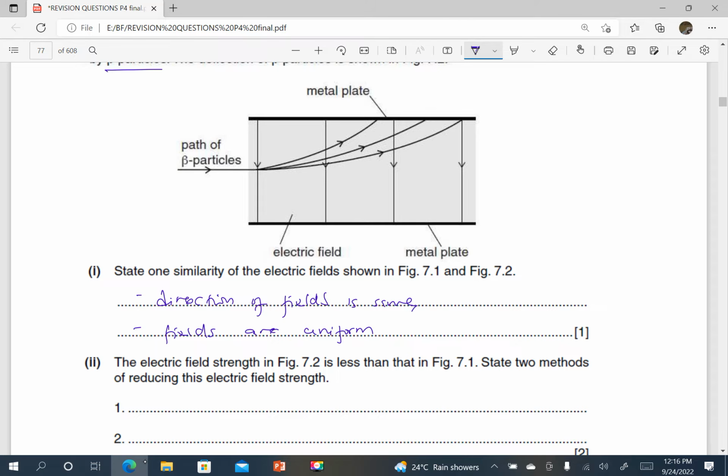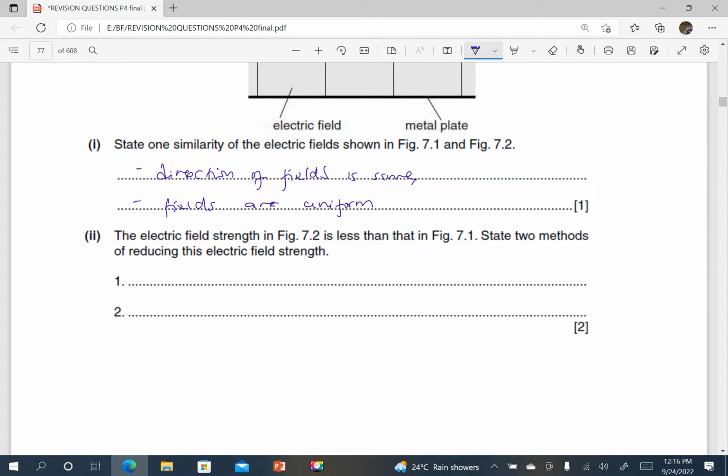In both cases, the fields are uniform. Then the electric field strength in figure 7.2 is less than that in figure 7.1. State two methods of reducing electric field strength just by looking at E = V/D. So when we reduce V, electric field strength decreases. When we increase D, it also reduces.